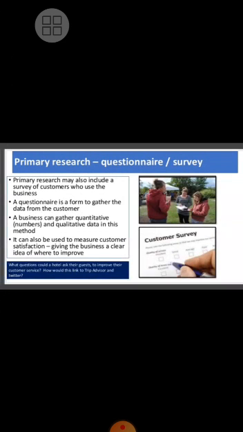Questionnaires can be asked from the people in written form, or even we can ask them directly, and we can give them a survey, just like different surveys are given in written form, and some questionnaires are given in that survey. So primary research may also include a survey of customers who use the business, and a questionnaire is a form to gather the data from the customer, and a business can gather quantitative numbers and qualitative data in this method. It can also be used to measure customer satisfaction, giving the business a clear idea of where to improve.